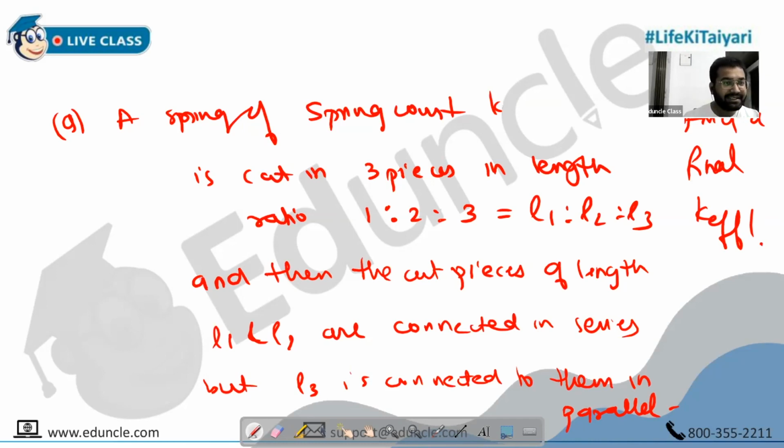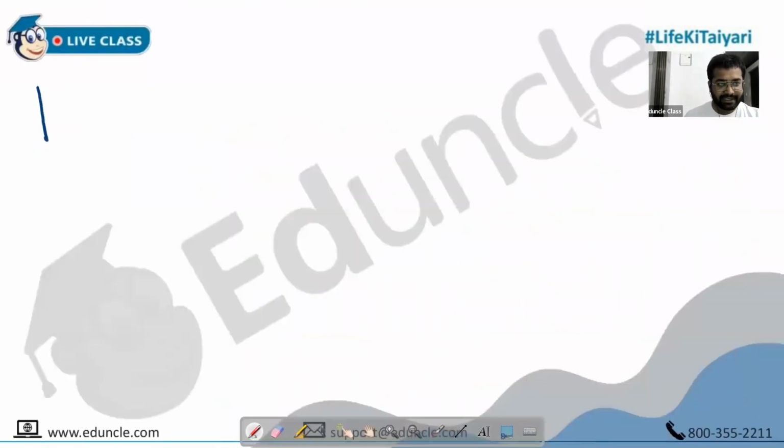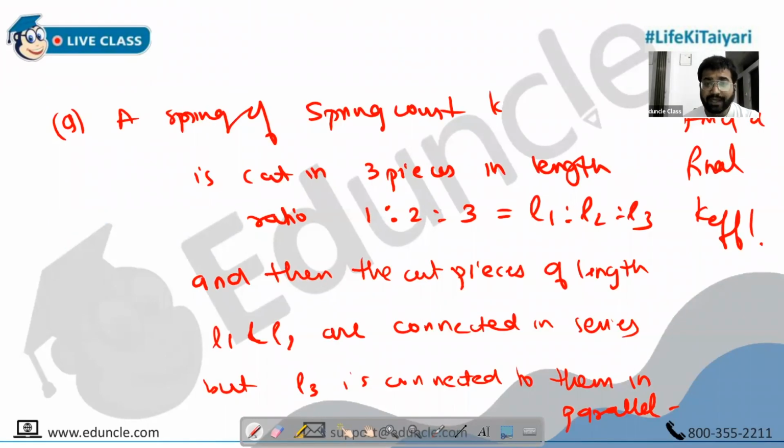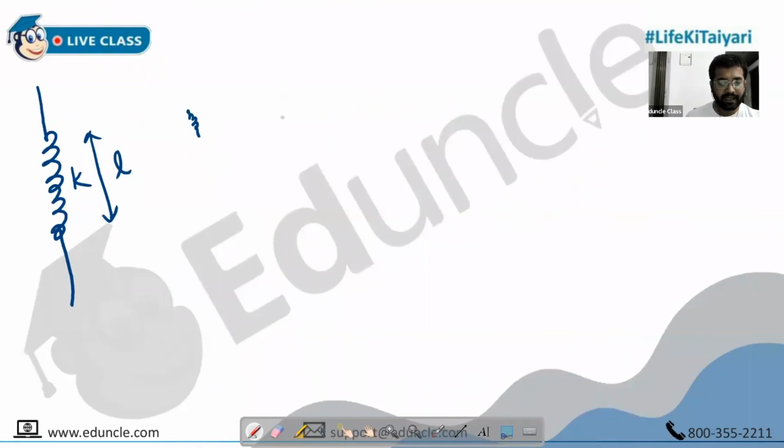Okay, let's do this. I hope the question is understood. They have given us a spring with value K, and the length of this spring is L initially. Now you have cut it into 3 pieces. The ratio is 1:2:3. So listen, how do we find the values?